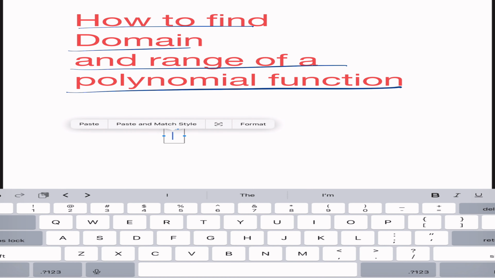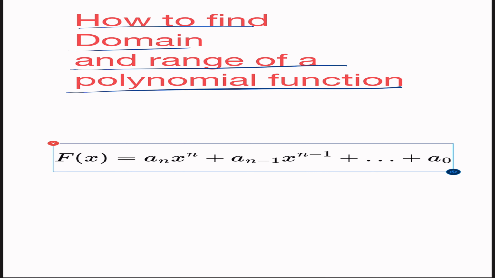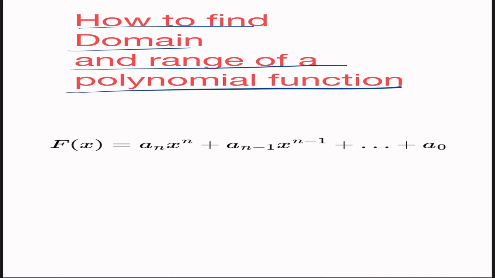So let's just have a general polynomial function. This is a general polynomial function. Here you see n is the degree. It might have any degree, right? And here a is a coefficient.